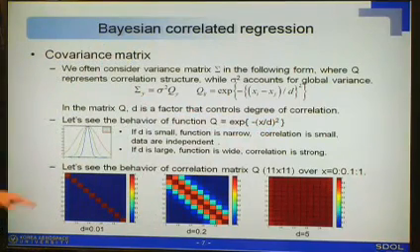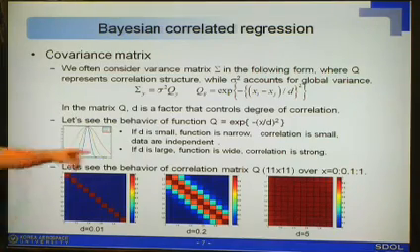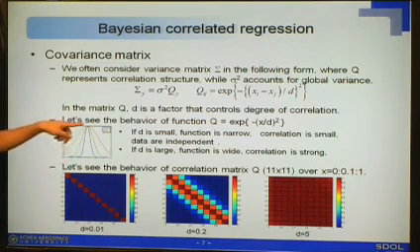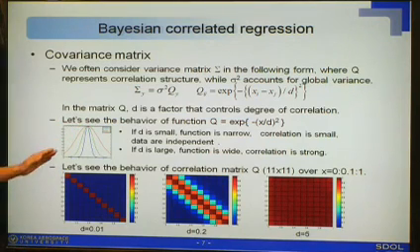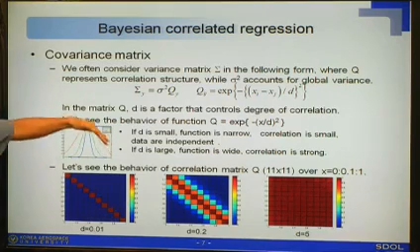We can draw the shape of Q by making this into this expression. And as a function of x, we can draw the shape, and we get this. And if d, another parameter d, is small, we get the blue curve, the narrow shape. If d is large, we get the shape like this one, the wider shape of the correlation.